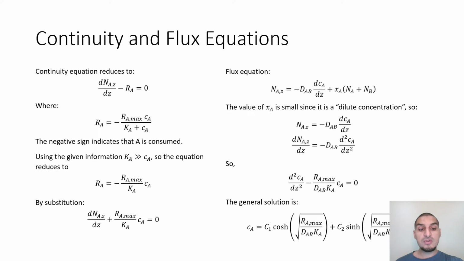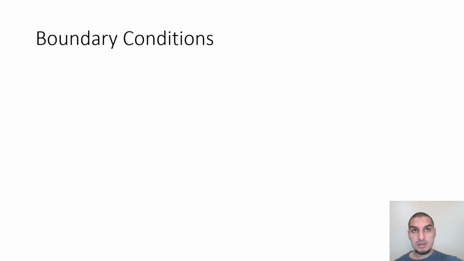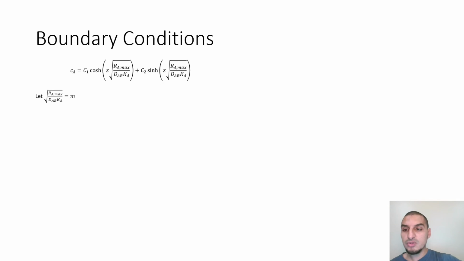Okay, so now to solve this problem, we need to use boundary conditions to get the values of C1 and C2. And the boundary conditions that we know must be built on our understanding of the problem. So this is the equation again one more time. I will just put the square root as m, because it's going to repeat a lot, just to make it simpler for us to write the equation instead of putting this bulky term inside.